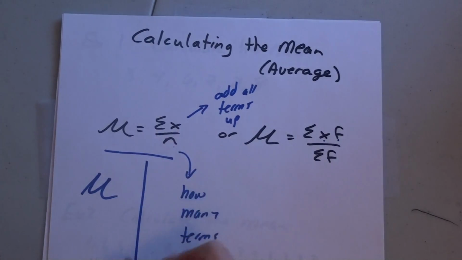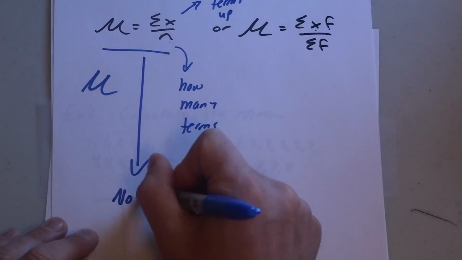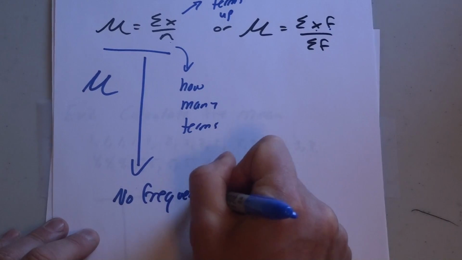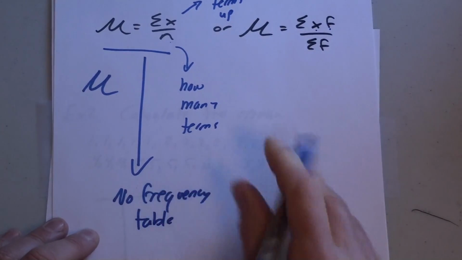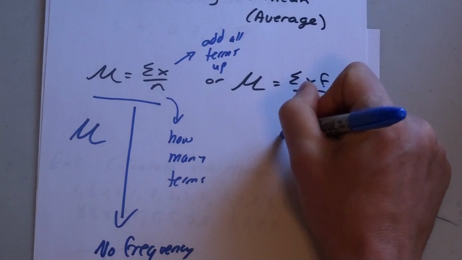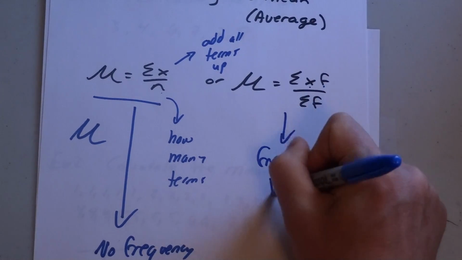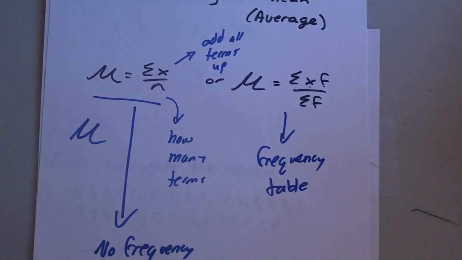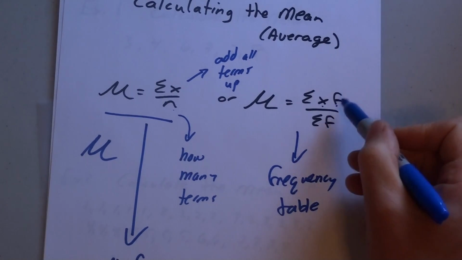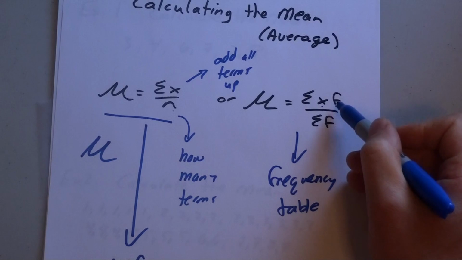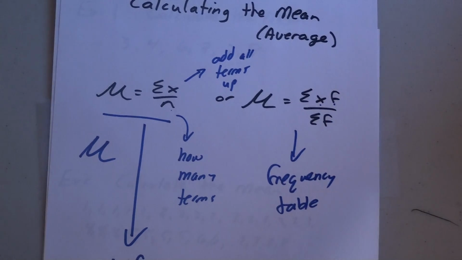But the first formula is for no frequency table. And the second formula here is for when you have a frequency table. And simply, you know when to use each one. If you have a frequency table, look, it has an f in the formula. That tells you to use a frequency table. So we'll do a couple of examples.